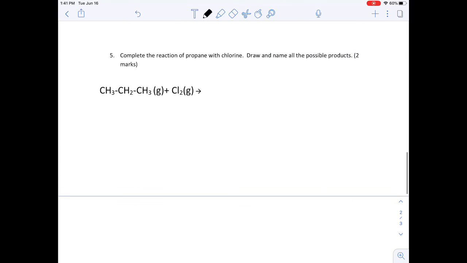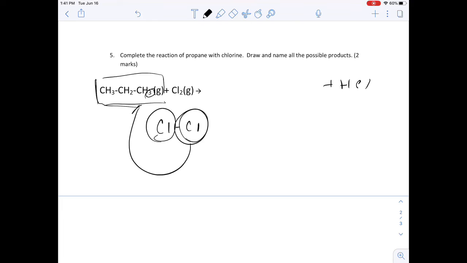Our final reaction has propane reacting with chlorine. So this is a substitution reaction. If I've got an alkane reacting with a halogen, I'm expecting that that's going to be a substitution. And essentially, I'm going to have my 2 chlorine atoms here. One of them is going to bond to a hydrogen to make hydrogen chloride, and the other chlorine will bond in its place. So we're substituting it out. So I can get CH3, CH2, CH2, Cl. And this will be 1 chloropropane.